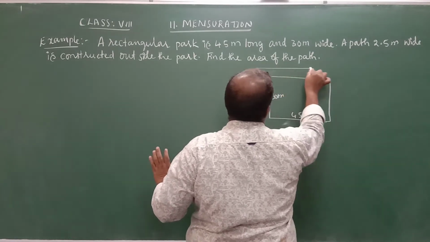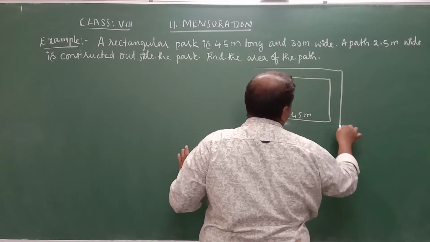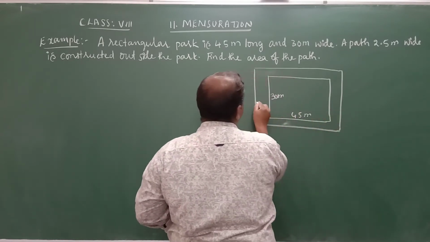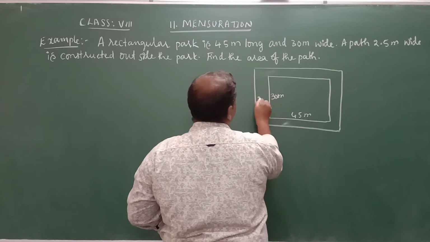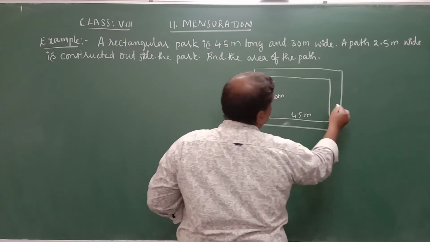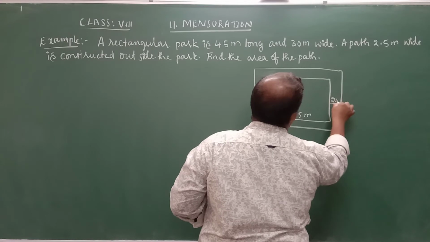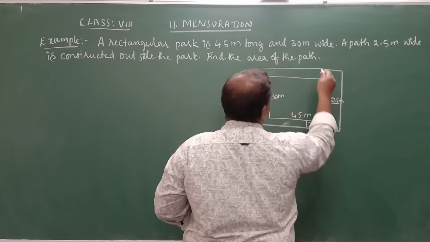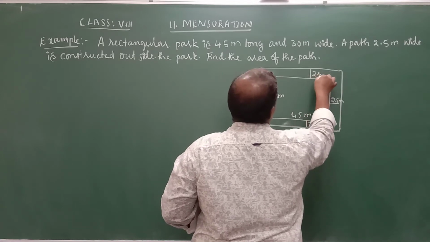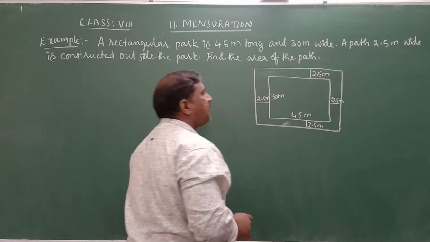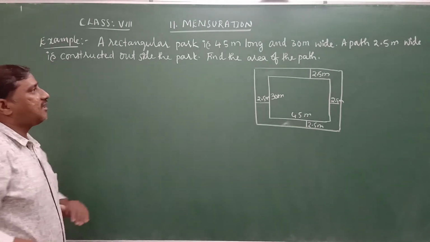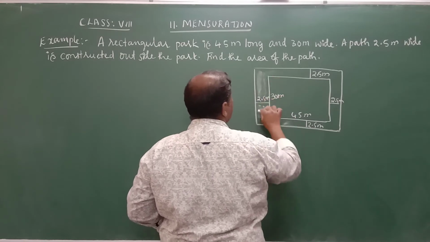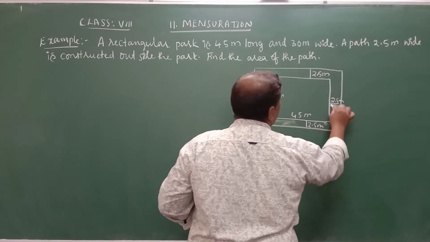So draw one rectangle here, and then like this you draw another rectangle. Now this will give you the width of the path, which is 2.5 meters. This also will give you 2.5 meters, and this also 2.5 meters, and this 2.5 meters width. Now what we have to find? Find the area of the path. This shaded region is the area we have to find.